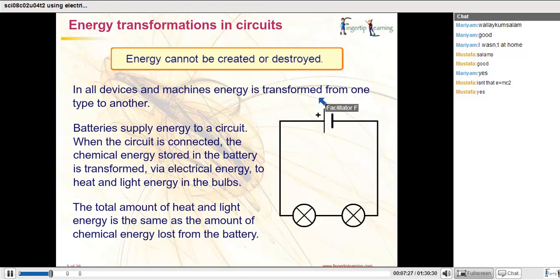Is that clear? The total amount of energy that the battery sends out is transferred through the circuit to the two bulbs, and it is shared between the two bulbs. So energy here is not lost. No energy is lost. It is transferred from one form to another. The chemical energy in the battery is transferred to light energy.